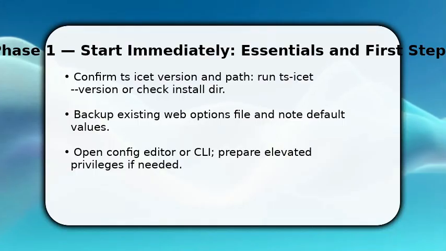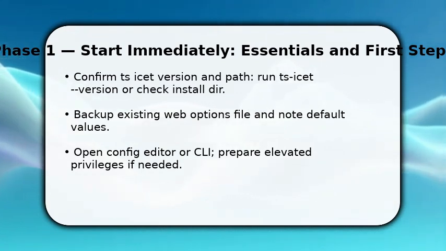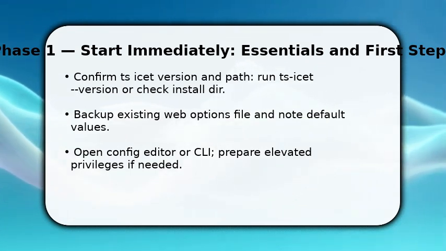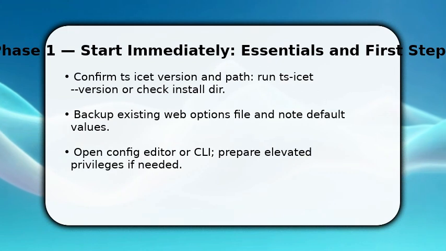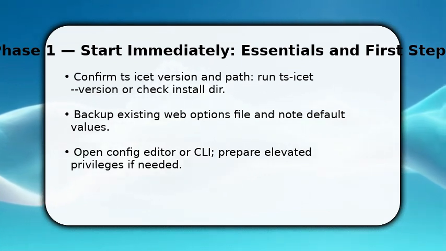You start by verifying that TsIce is the version you expect and that you can access its install folder. Once done, back up the current web options file so you can restore defaults if needed. Next, open the configuration editor or the CLI with elevated privileges. This ensures you can write changes.